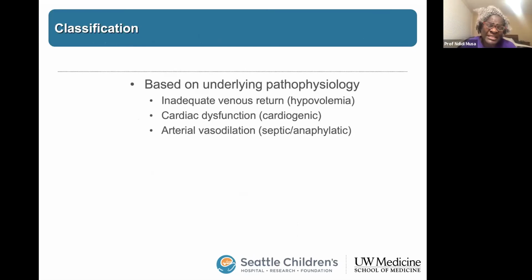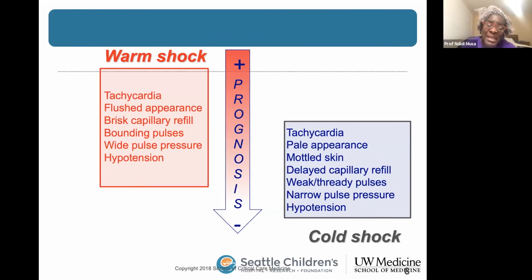So you can also classify shock based on the underlying pathophysiology. So if you have inadequate venous return to the heart, we say that patient has hypovolemic shock. If we have cardiac dysfunction, we can state that patient has cardiogenic shock. If we have arterial vasodilation, you can see that with sepsis and distributive shock or anaphylactic shock. You can classify it also based on physiologic appearance. So warm shock versus cold shock.